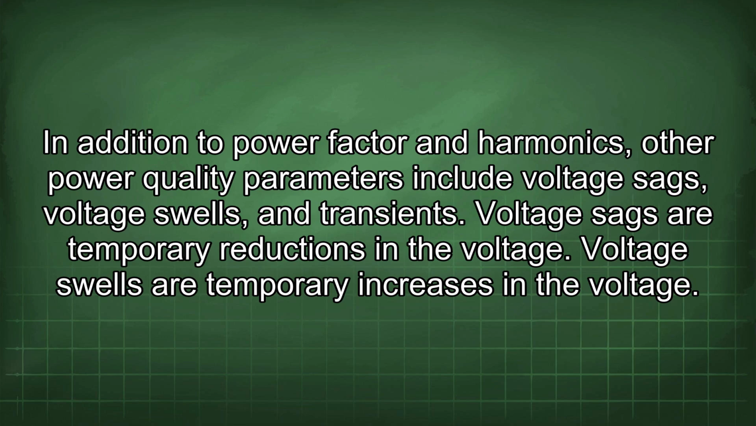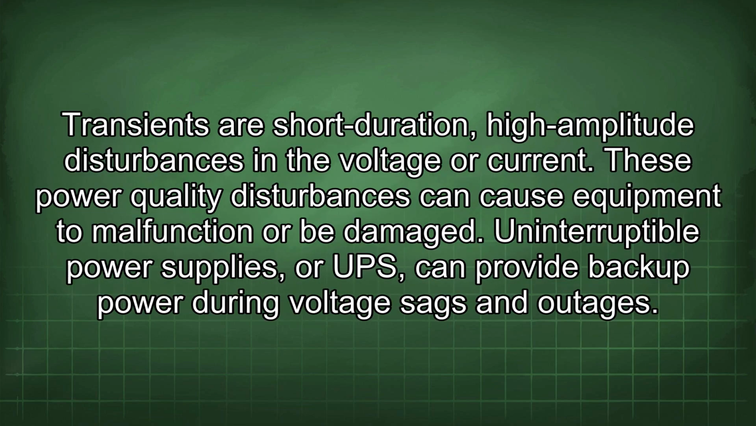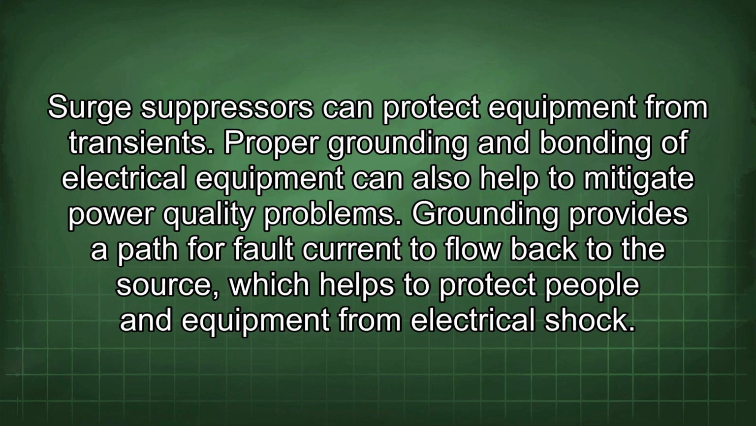Voltage sags are temporary reductions in the voltage. Voltage swells are temporary increases in the voltage. Transients are short duration, high amplitude disturbances in the voltage or current. These power quality disturbances can cause equipment to malfunction or be damaged. Uninterruptible power supplies, or UPS, can provide backup power during voltage sags and outages. Surge suppressors can protect equipment from transients.